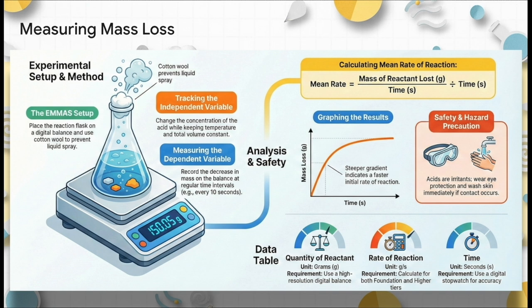And a third common method is to measure the loss in mass. If your reaction makes a gas, like carbon dioxide, you can just do the whole thing in a flask sitting on a digital balance. As the gas escapes into the air, the mass on the balance will go down. You just record the mass at regular intervals. Oh, and the cotton wool? That's a classic exam question. It's there to let the gas out, but it stops any acid from splashing out, which would totally mess up your results.